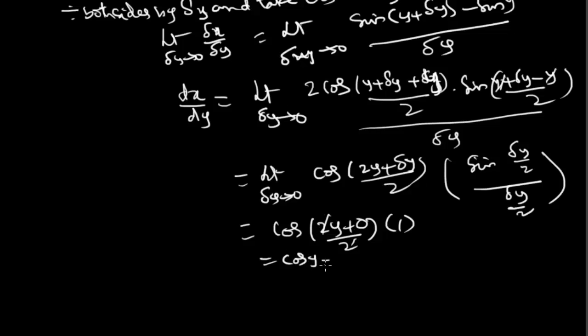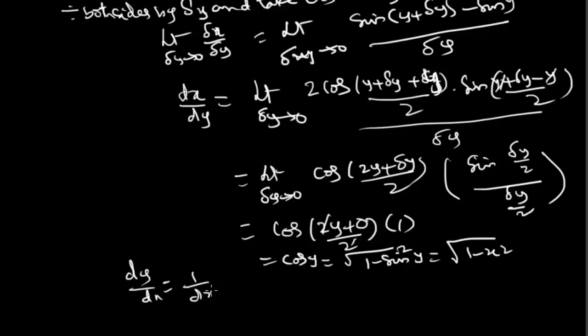Cos y is what? Root of 1 minus sin squared y, and sin y is what? x. Root of 1 minus x squared. So what we want is dy by dx. So dy by dx is 1 by dx by dy, and it is equal to 1 by root of 1 minus x squared.